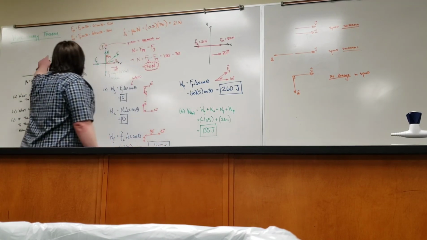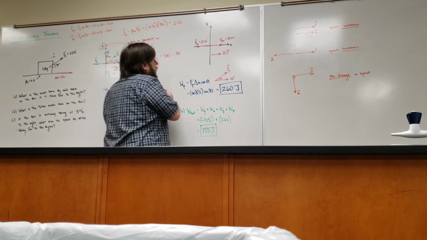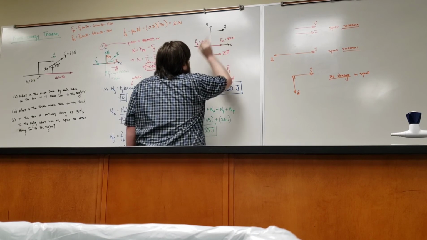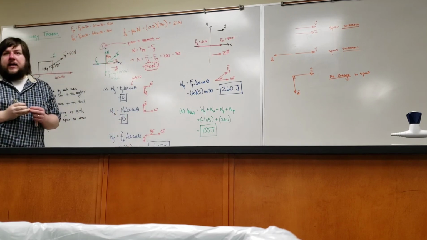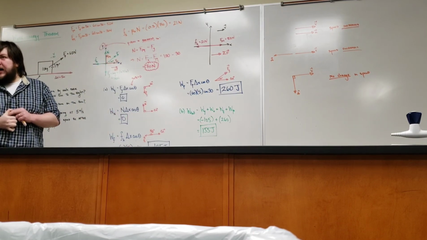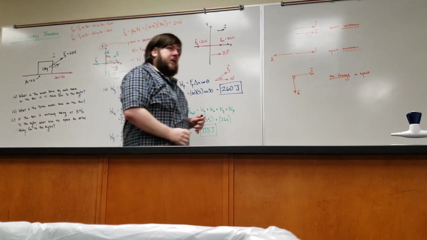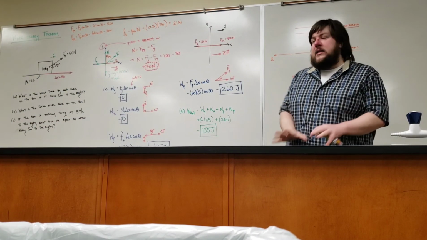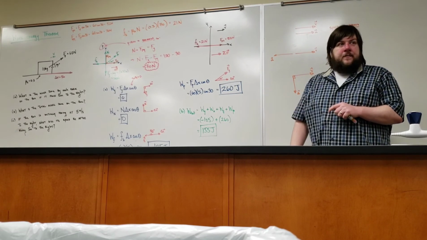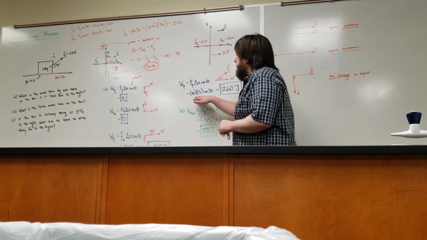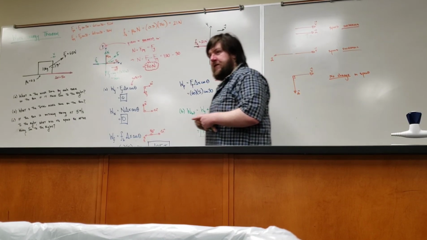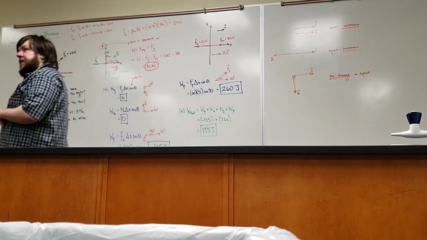If this object is already moving to the right, if it already has a velocity to the right, then what's happening to its speed? Speeding up. Its speed is increasing. Okay? So the final answer is harder to justify. These individual works are easy to justify. The final answer is harder to justify.